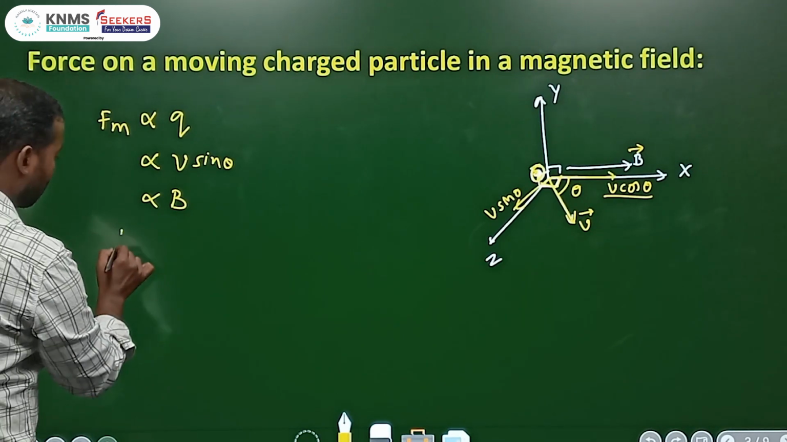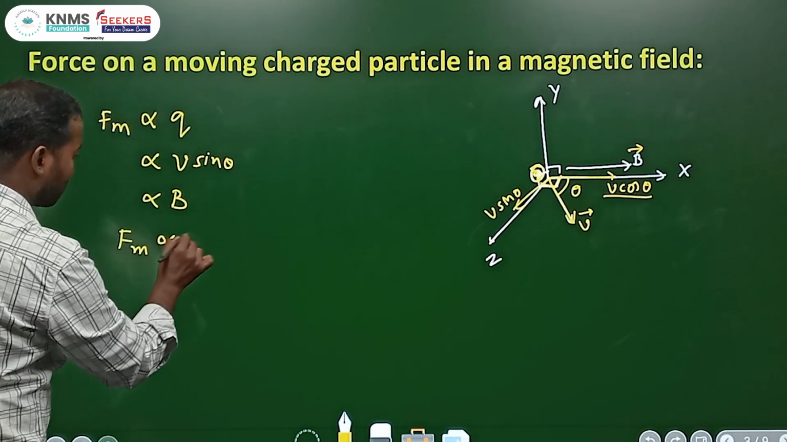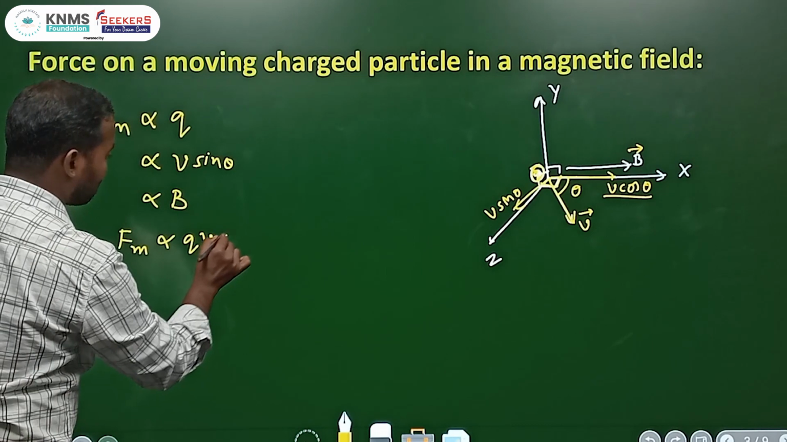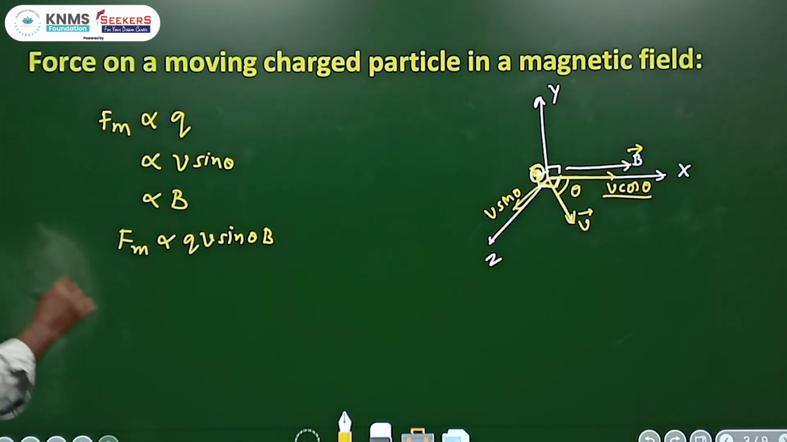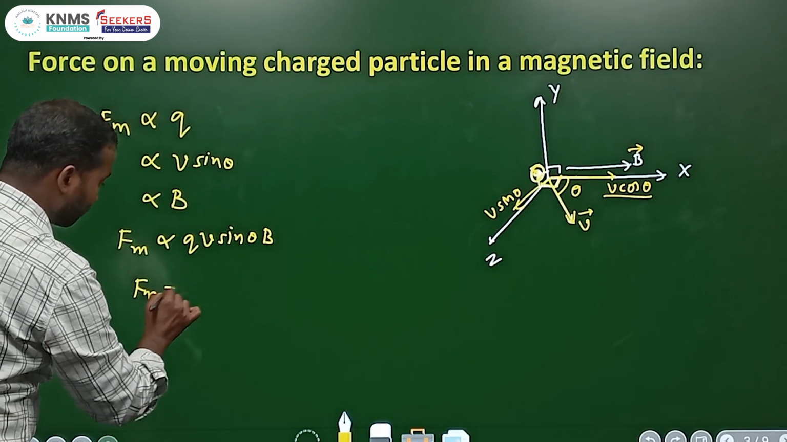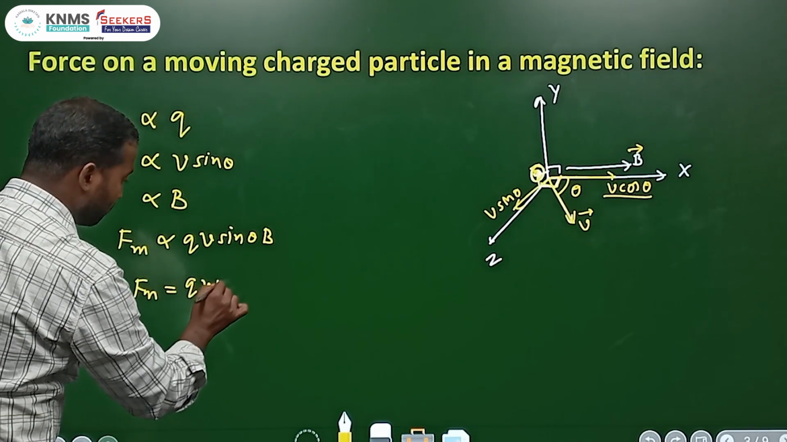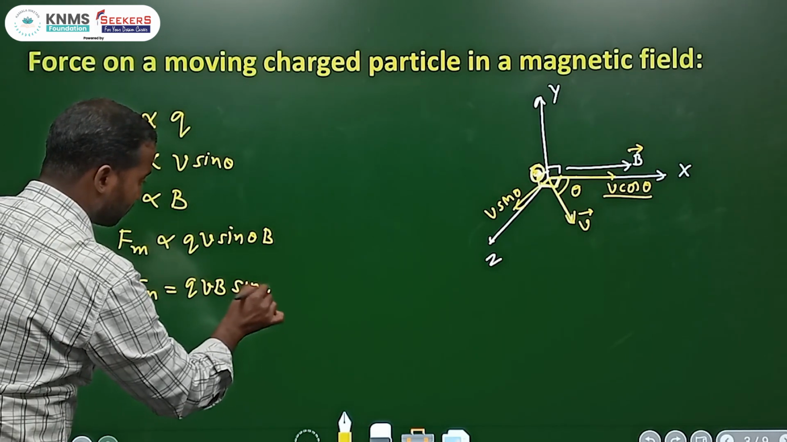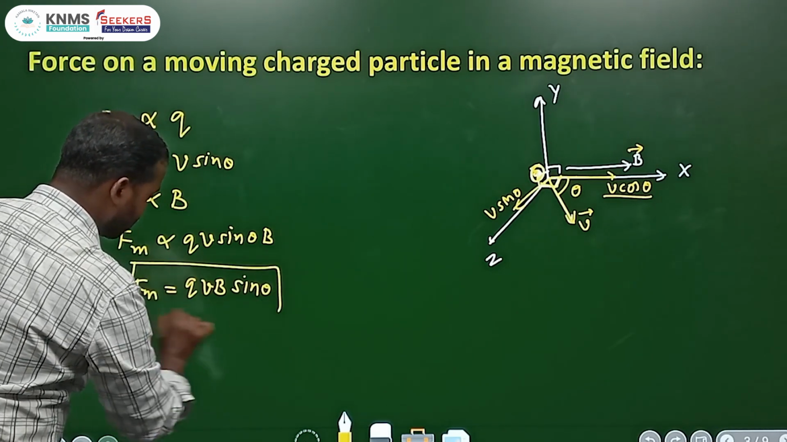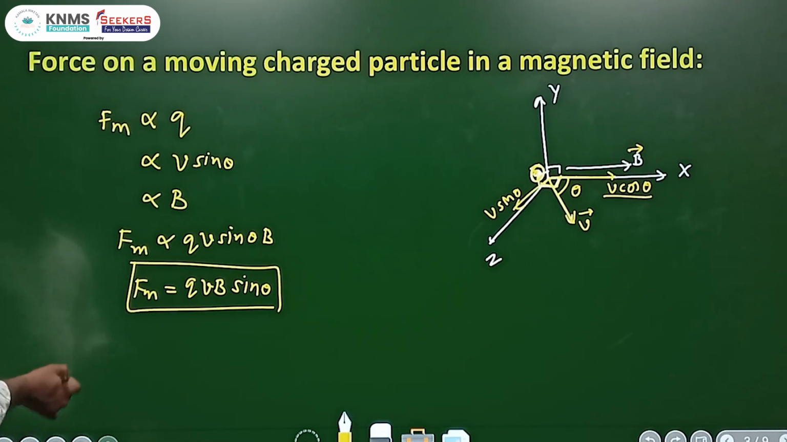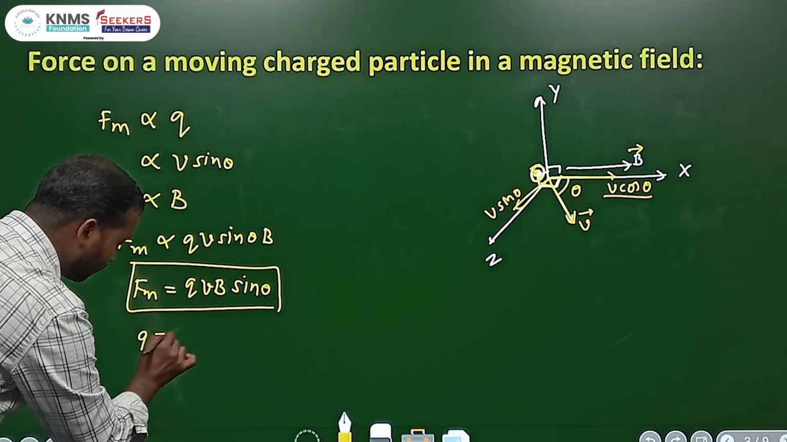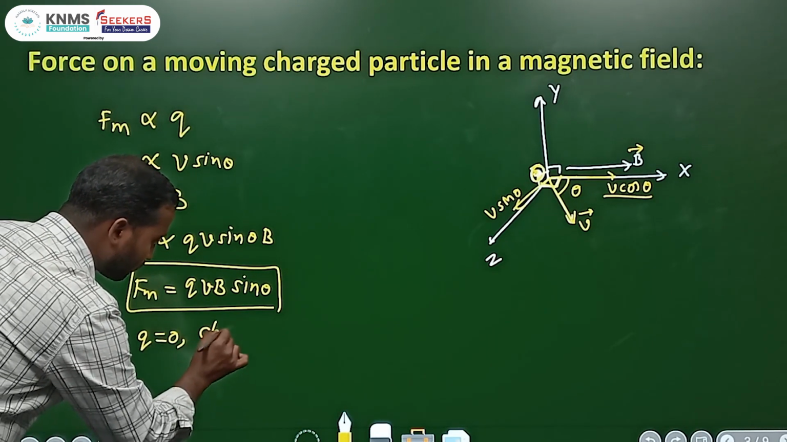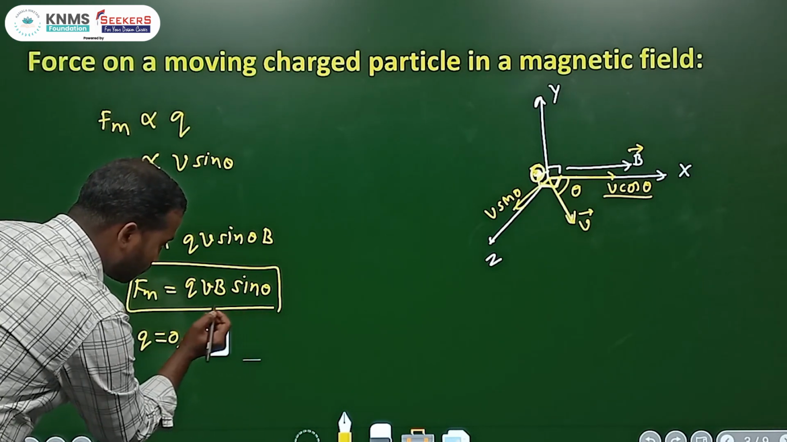Combining all of them, Fm is directly proportional to q v sin theta times B. The proportionality constant is found to be 1, so I can write the magnetic force as Fm equals q v B sin theta. The magnetic force acting on a charged particle moving in a magnetic field is directly proportional to charge. If q is equal to 0, that means the particle is neutral in charge.